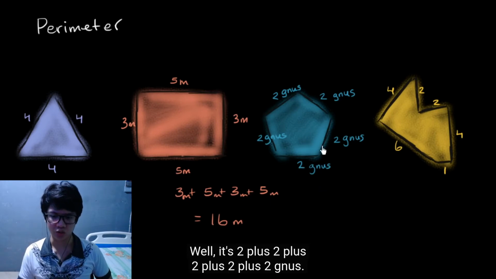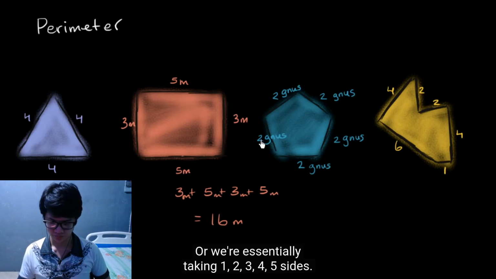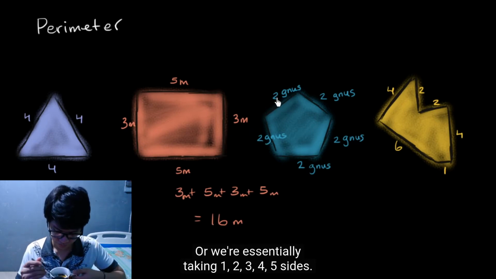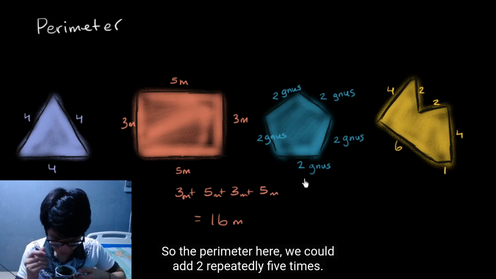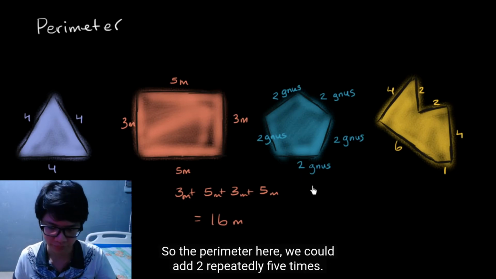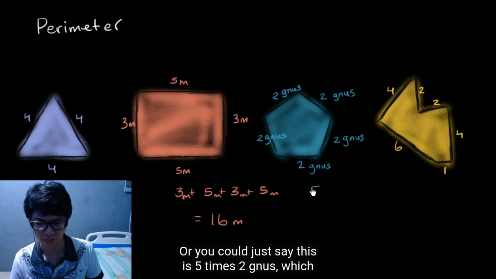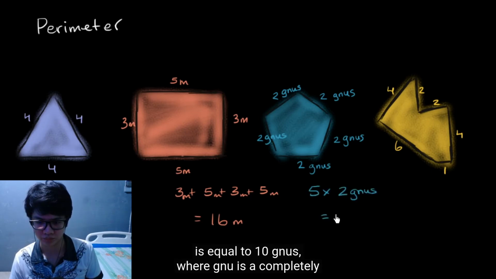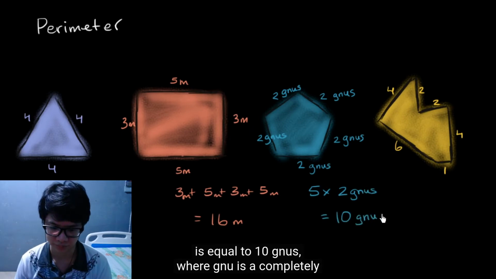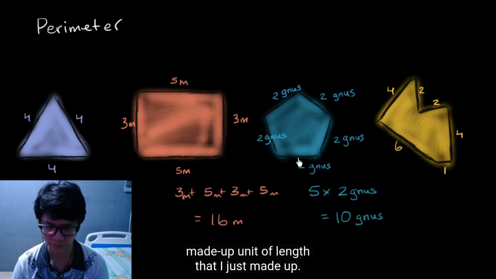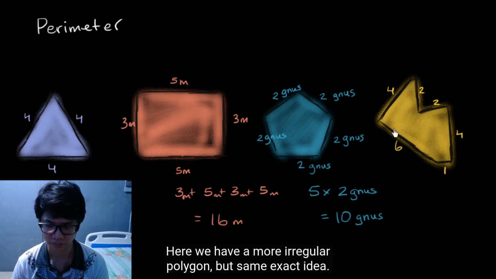Well, it's 2 plus 2 plus 2 plus 2 plus 2 GNUs. Or we're essentially taking 1, 2, 3, 4, 5 sides, each with a length of 2 GNUs. So the perimeter here, we could add 2 repeatedly, 5 times, or you could just say this is 5 times 2 GNUs, which is equal to 10 GNUs, where a GNU is a completely made up unit of length that I just made up.